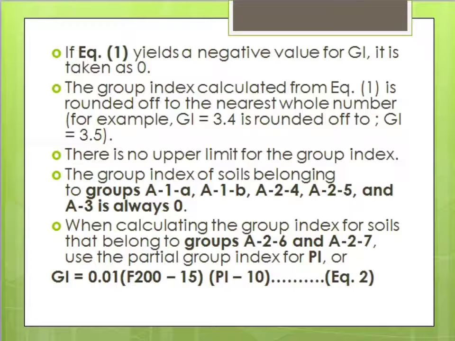When calculating the group index for soil that belongs to groups A-2-6 and A-2-7, use the partial group index for plasticity index, or the group index is equal to 0.01 times (F200 minus 15) times (PI minus 10), or the equation 2.